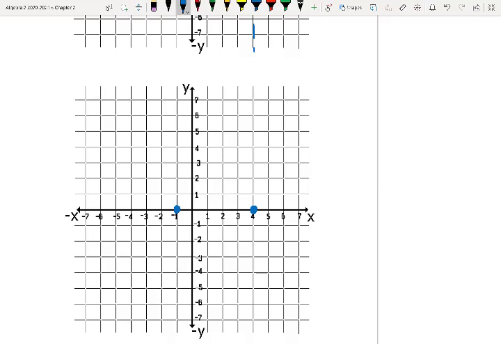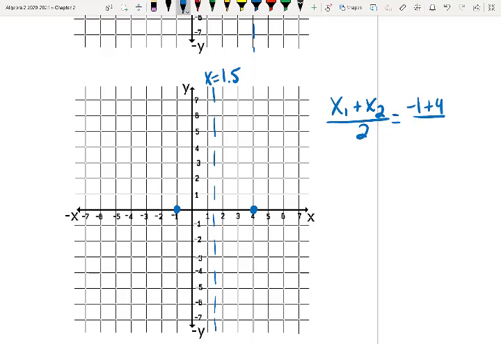So halfway between those two, well, there's 1, 2, 3, 4, 5 spaces between those two. So halfway between the two of them would be right here, 2.5 spaces from either side. So if that's the case and you don't feel confident in identifying this definitively as 1.5, you also could use the formula then. My formula for my x value of my vertex is x1 plus x2 all over 2. So -1 plus 4 over 2 is 3 over 2, which is 1.5. So 1.5 is the correct AOS here.